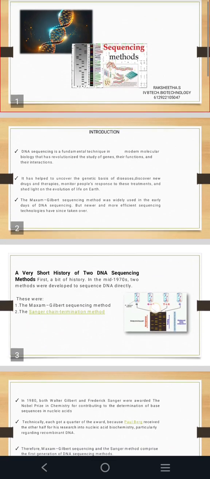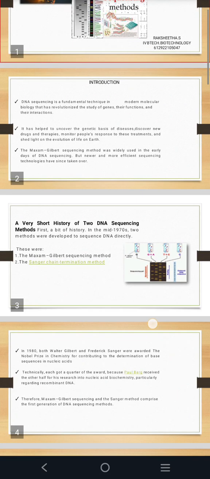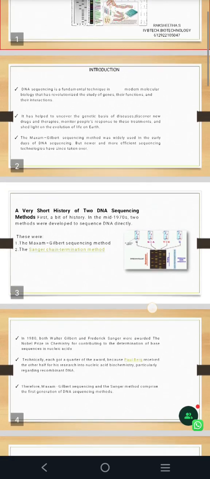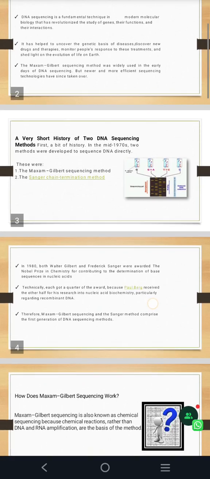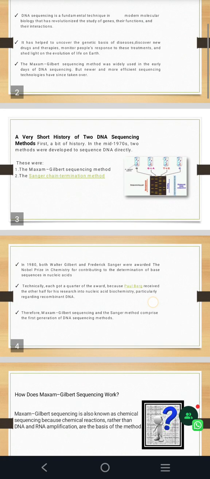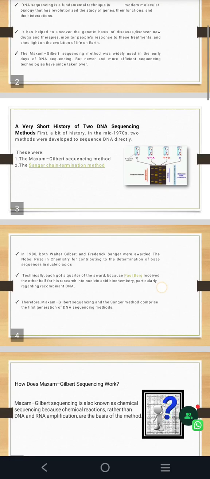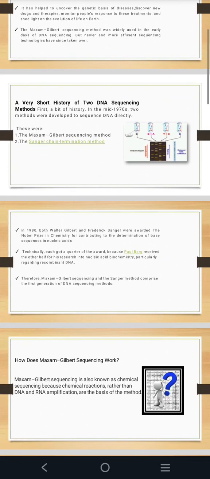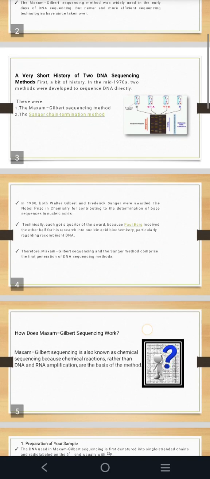Now we are going to see about sequencing methods. DNA sequencing is a fundamental technique used in modern biology to study genes, their functions and their interactions. It helps to uncover the genetic basis of disease and drug therapies, to monitor people's response to those treatments, and to shed light on the evolution of life. The Maxam and Gilbert method was used in the early days of DNA sequencing, but now they are using more technologies.